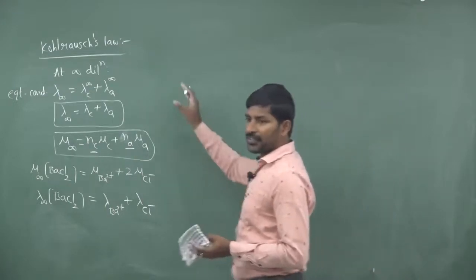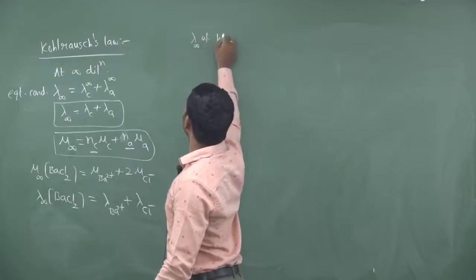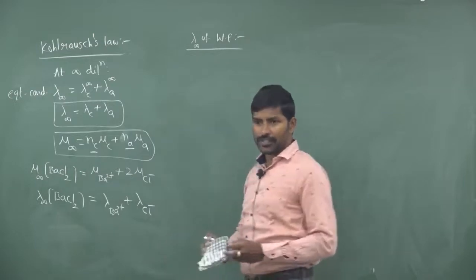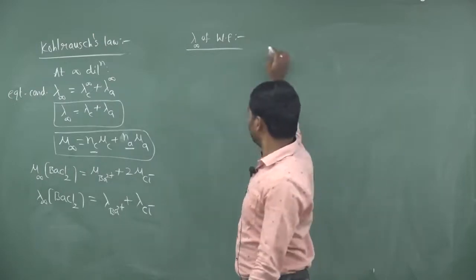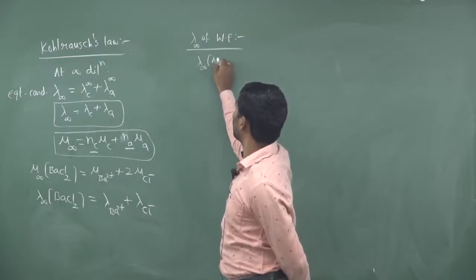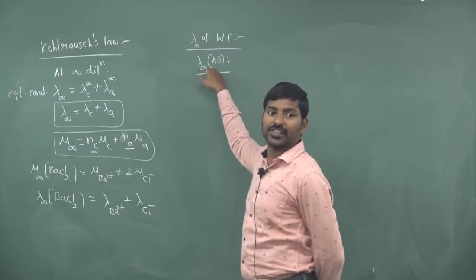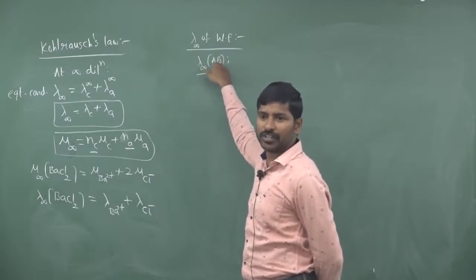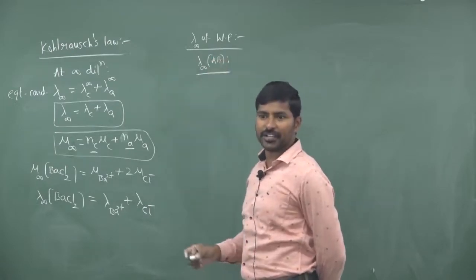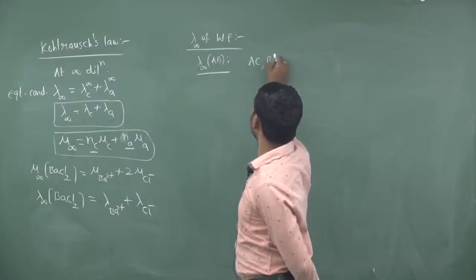Next, what are the applications of Kohlrausch law? We can determine lambda infinity of a weak electrolyte or mu infinity of a weak electrolyte. For example, I want to calculate lambda infinity of AB, and we have to select 3 strong electrolytes. How many strong electrolytes? 3 strong electrolytes, containing A, containing B, and whatever extra we are getting, that we have to subtract. For example, we are taking AC, BD.